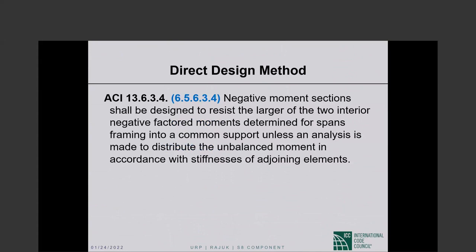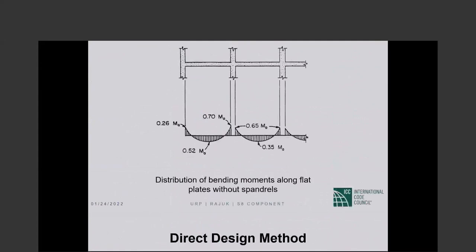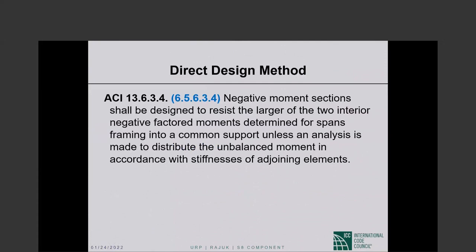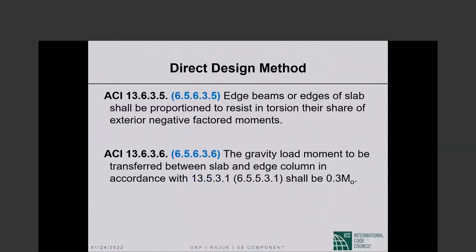Negative moment section shall be designed to resist the larger of the two interior negative factored moments determined for spans framing into a common support unless an analysis is made, etc. So here you have 70% of M sub 0 on the left side of the support, 65% of M sub 0 at the right side of the support. Okay, so larger. Okay, edge beams or edges of slab shall be proportioned to resist in torsion their share of the exterior negative factored moment.